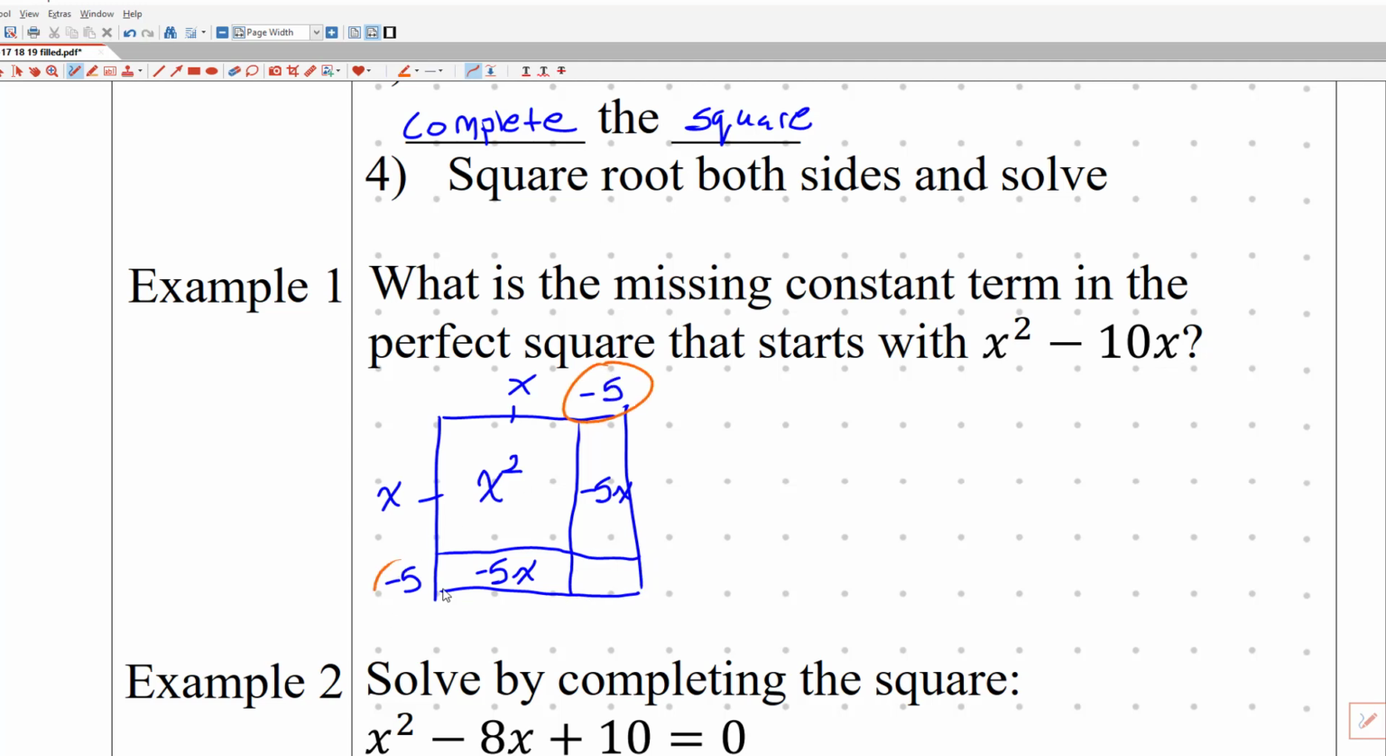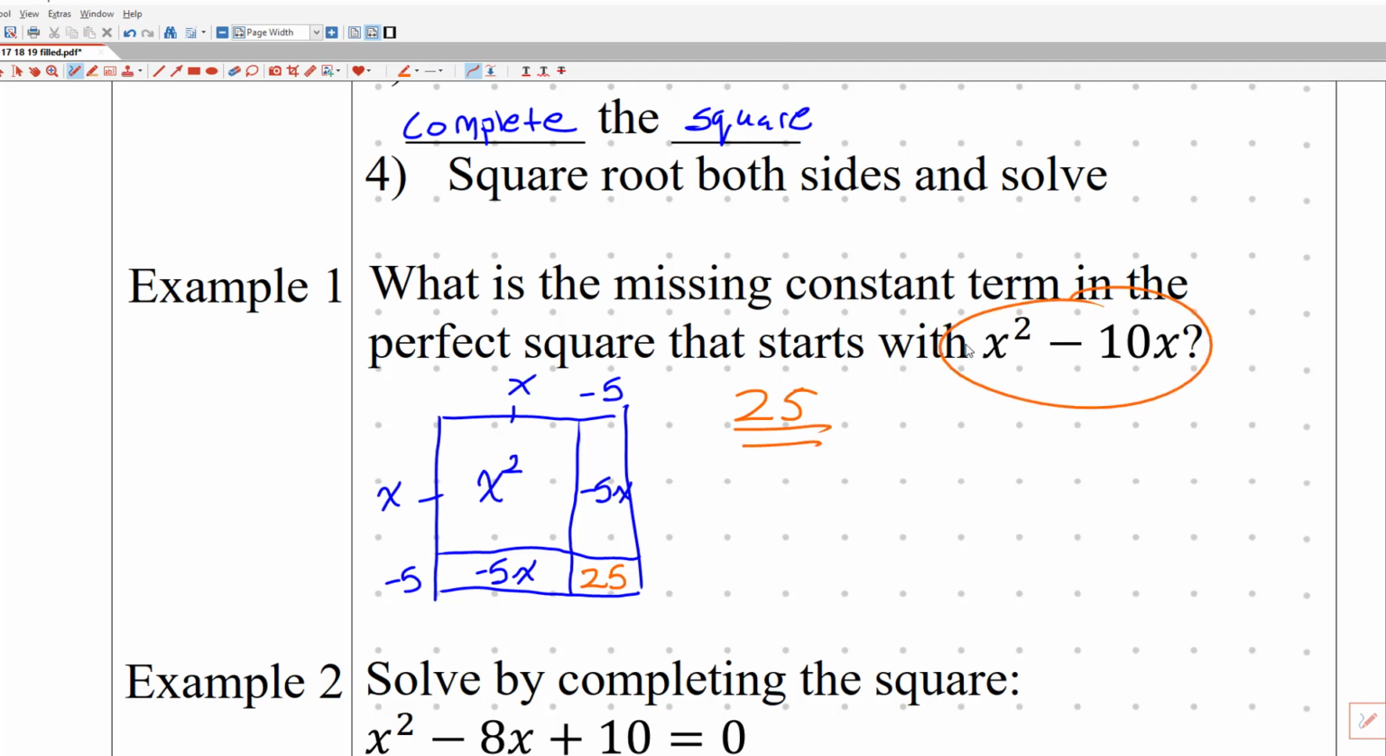Now it's just minus 5 times minus 5. Negative 5 times negative 5 is 25. Positive 25, because a negative times a negative is a positive. So what I'm saying here is by adding 25 to this mixture of x squared minus 10x, I have now completed this square, and it looks like a square. The area is a square. So the answer here is 25. By adding the constant term of 25 to this expression, it makes it a perfect square.